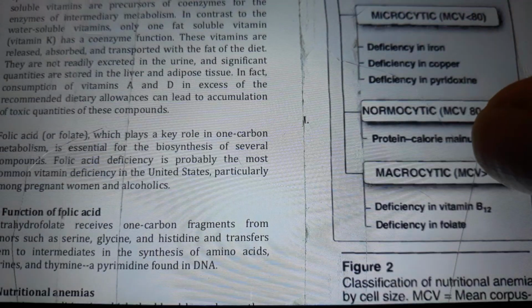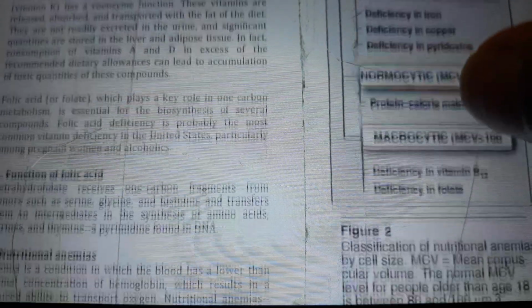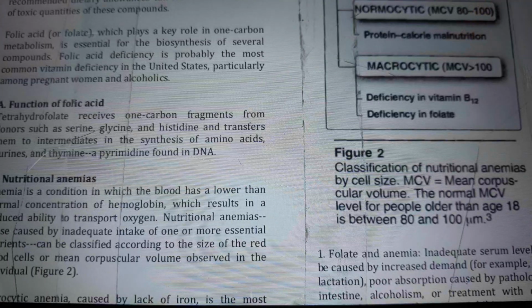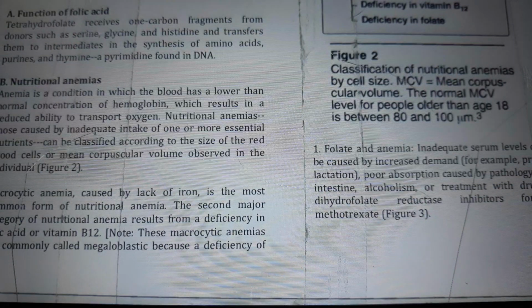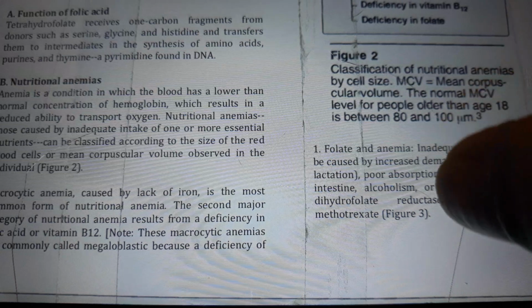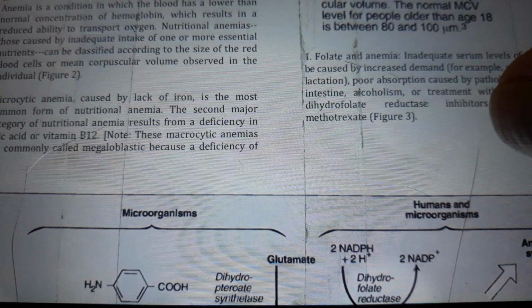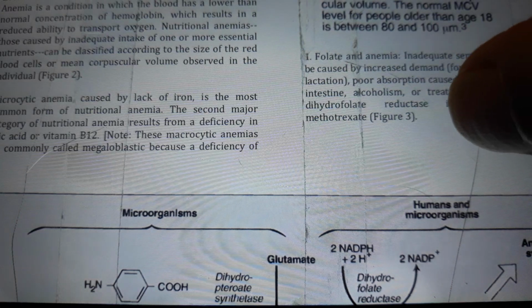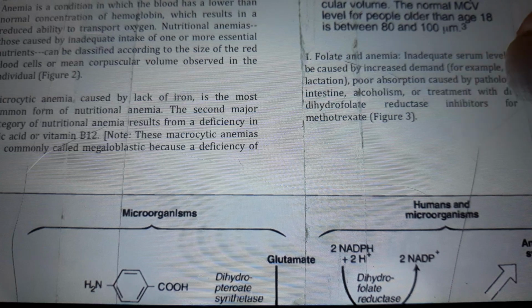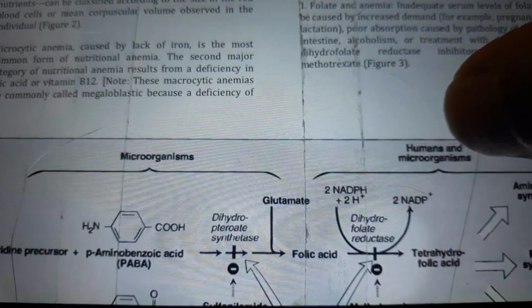Nutritional anemias. Microcytic, MCV less than 80: deficiency in iron, deficiency in copper, deficiency in pyridoxine. Normocytic, MCV, mean corpuscular volume, 80 to 100: protein calorie malnutrition. Macrocytic, MCV greater than 100: deficiency in vitamin B12, deficiency in folate. There's a classification of nutritional anemias by cell size, MCV. Mean corpuscular volume: the normal MCV level for people older than age 18 is between 80 and 100 micrometers cubed.